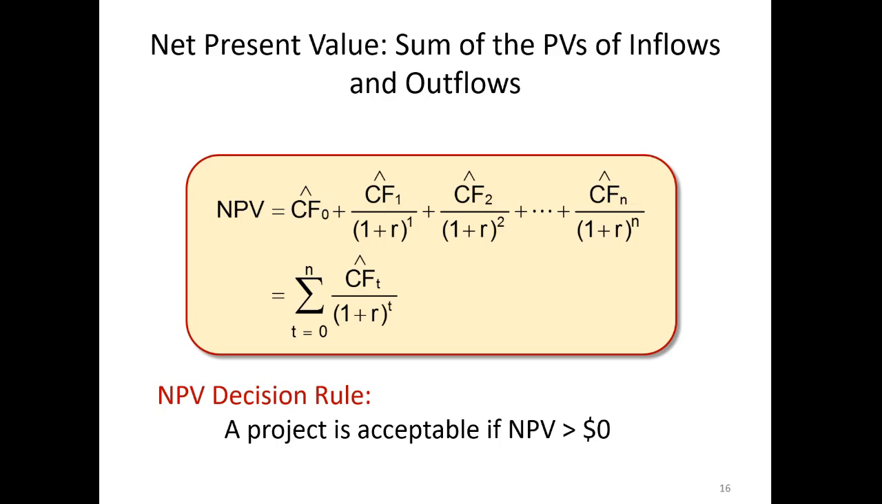If I make it 14%, it's going to make the denominator even bigger. So the overall fraction will become smaller. So you keep increasing the R, all these numbers get smaller. So by trial and error, we can find the R for which the NPV will be 0.